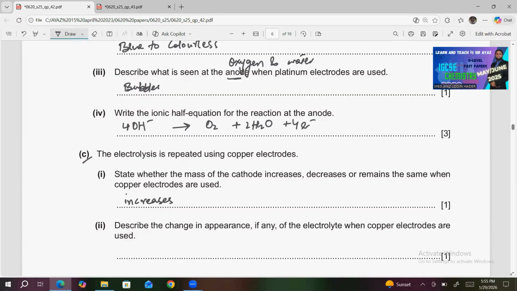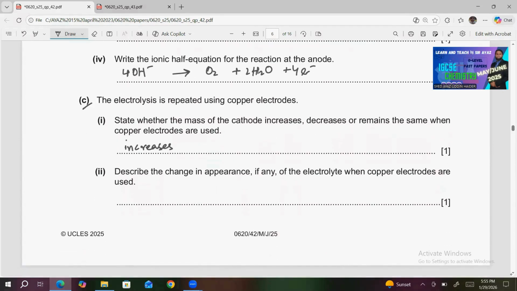Number 2, describe the change in appearance, if any, of the electrolyte when copper electrodes are used. So when copper electrodes are used, the cathode will gain in mass due to deposition of copper, and the copper anode will dissolve to compensate the loss of Cu2 plus ion in the solution. So for the change, you'll write no change or remain same.